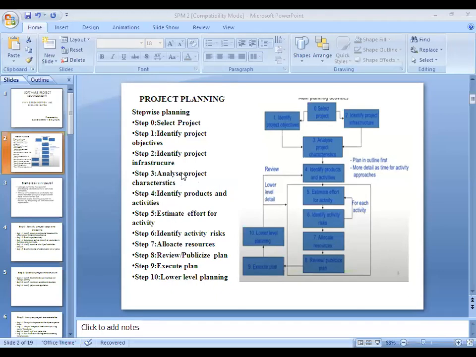What are the identity of the project activities and identity of project infrastructure? All these are explained today with an example. What are the steps involved in each step? We will all discuss that in today's class.